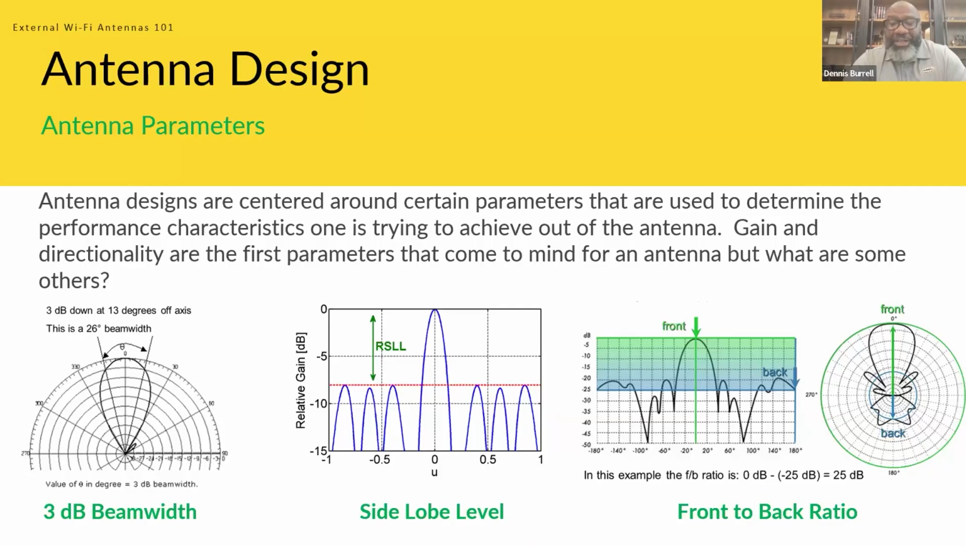So you want to maximize your front to back ratio. In this example, the front to back ratio is the peak of the antenna and then 180 degrees from that peak. And that's how you calculate the front to back ratio. As you can see, the front to back ratio here is 25 dB.